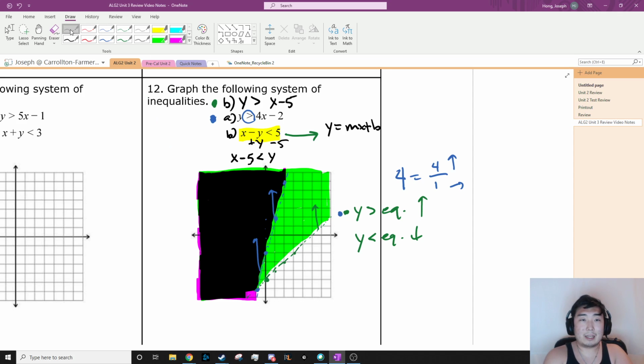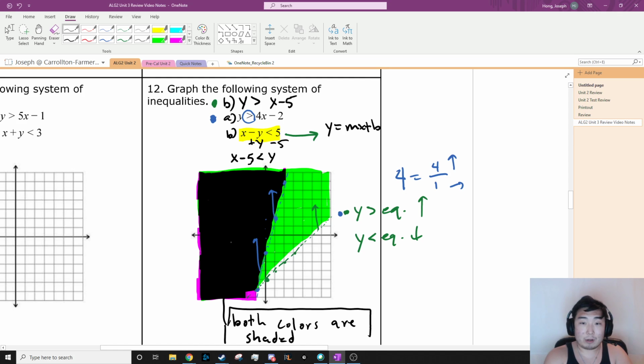So this black area is really my solution. Both colors are shaded. Both colors shaded is the place where my solution is. So on the test, which I've seen, your answer choices will present pictures of graphs as your answer choices, and you're going to have to choose the correct one. Pretty simple.